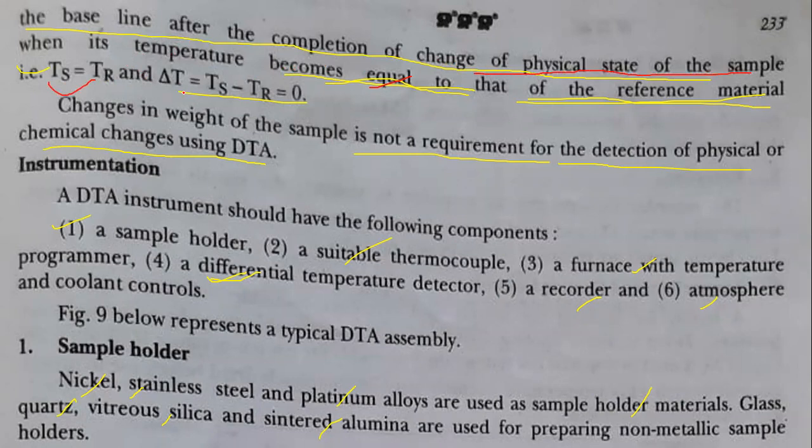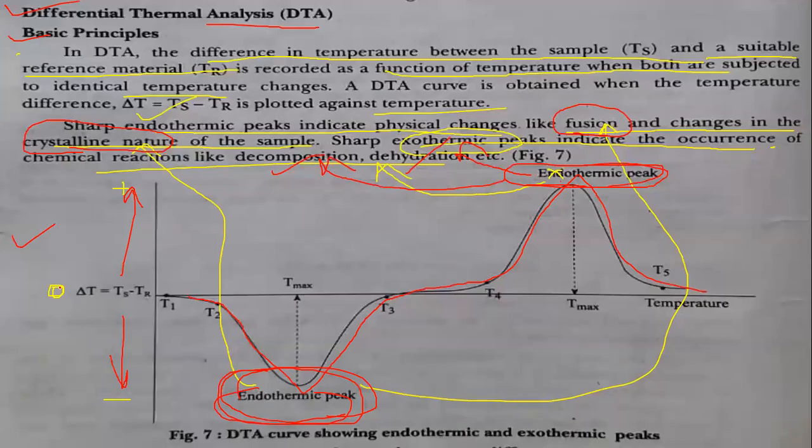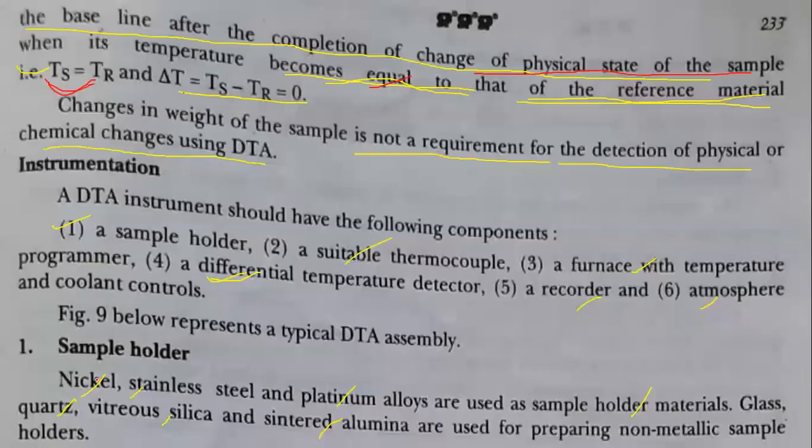That is the normal stage. After coming to the baseline, Ts is equal to Tr. So delta T, as you can see here, is equal to Ts minus Tr, which is 0 for the baseline. This difference remains 0, but as it goes away from here in the upward or downward direction, it will not remain 0, it will become positive or negative. So delta T equal to Ts minus Tr is 0 for the baseline.